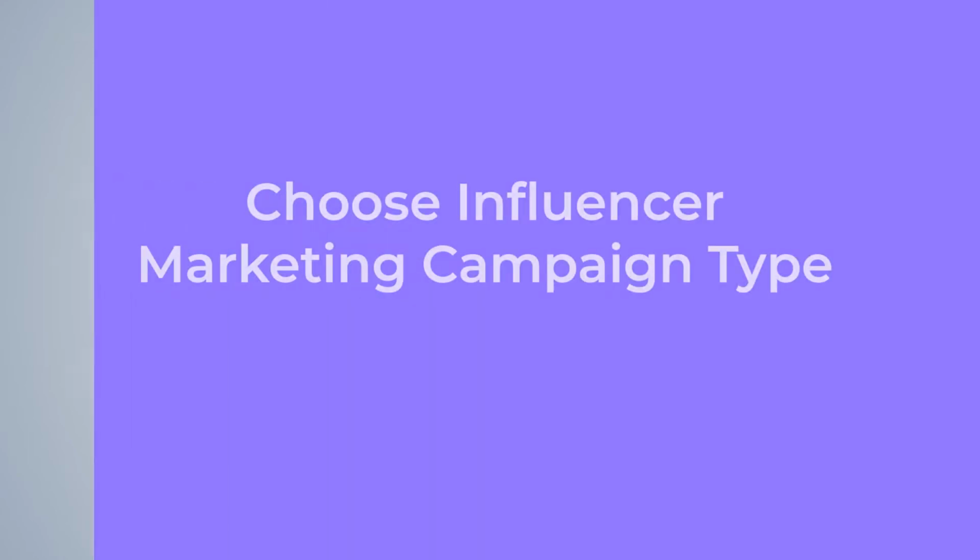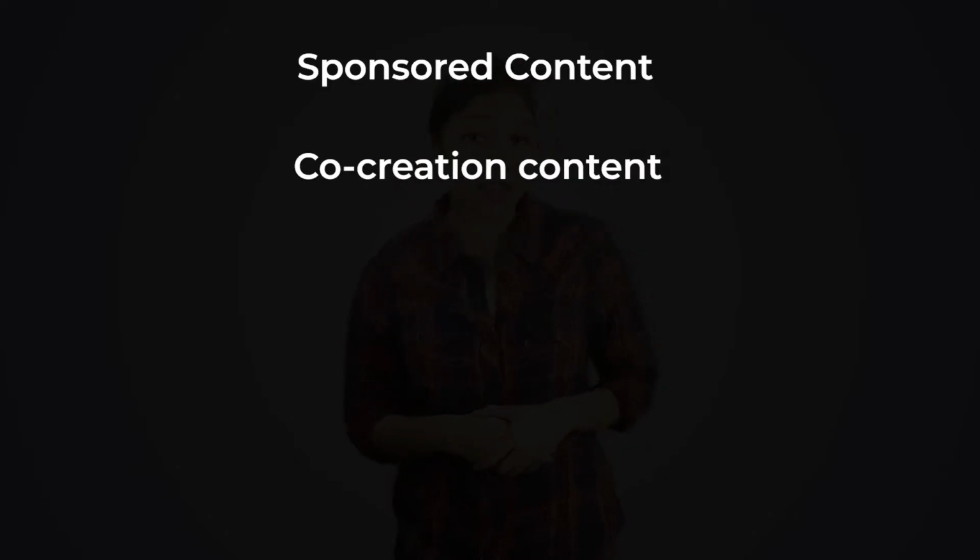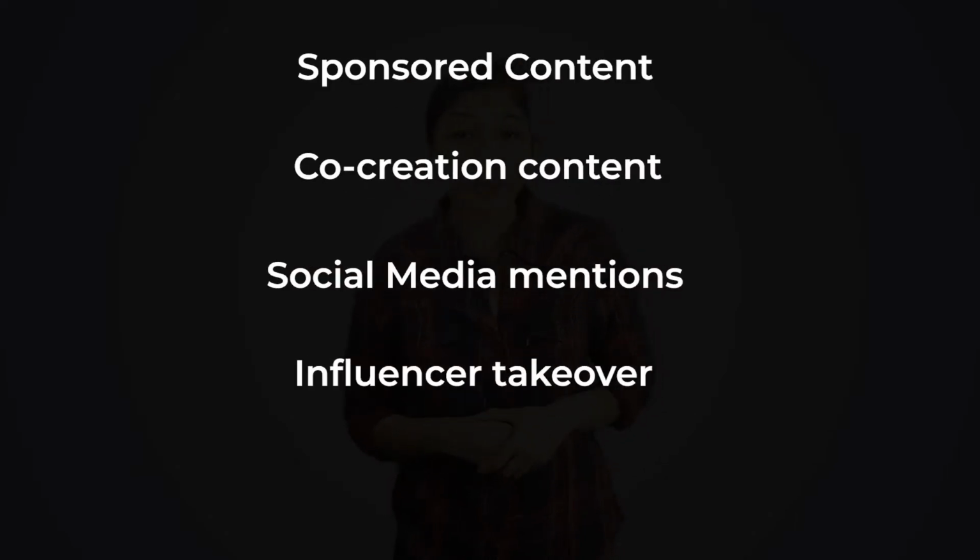After you know your goals and know whom you should target, now you have to decide through which way you will do that. It means you have to choose an influencer marketing campaign type. Influencers can promote your product or service in various ways. A few of them are sponsored content, co-creation content, social media mentions, influencer takeover, affiliate, and many more. You should choose your campaign type as per your target audience and the goal you're going to have. Think about which type of campaign will attract your audience.